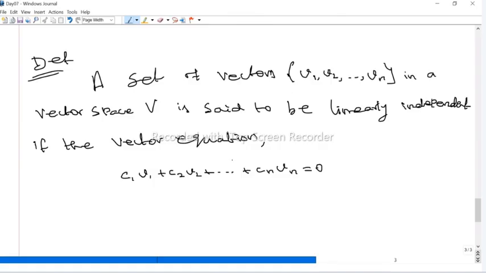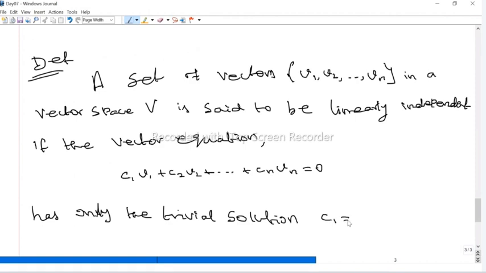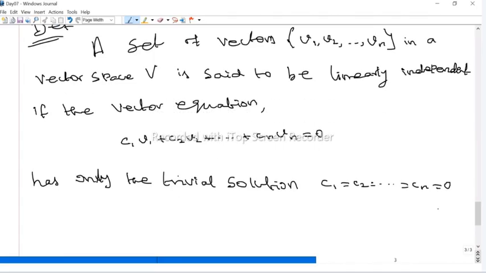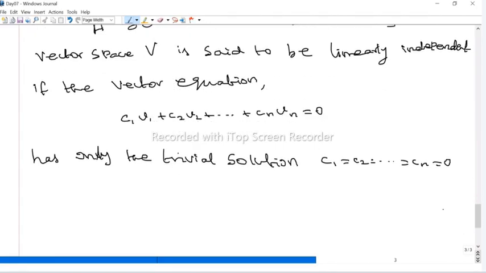That is, this vector equation has only the trivial solution: c1 equal to 0, c2 equal to 0, etc., cn equal to 0. If this vector equation has only the trivial solution, then we say v1, v2, etc., vn are linearly independent. Otherwise, what does it mean? At least some non-trivial solution of this equation exists, and then we say it is linearly dependent.